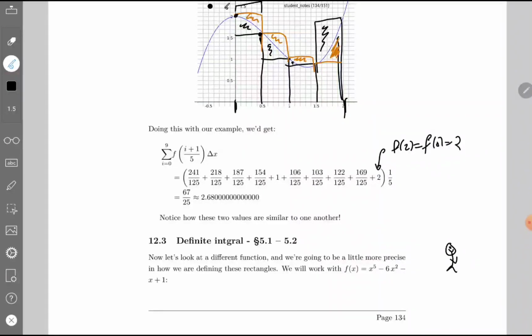Anyway, we're going to look at this function. Moving on. f of x is equal to x to the 5 minus 6x squared minus x plus 1.